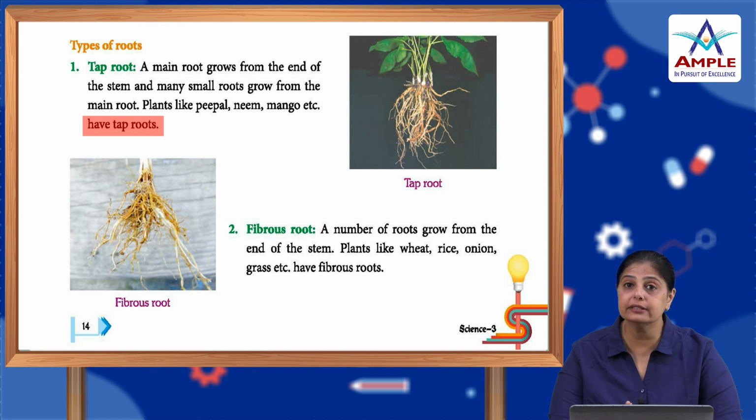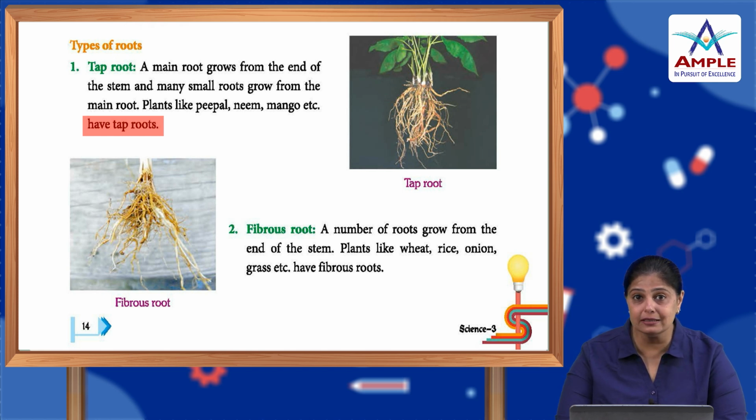Now, if you look at the picture of the taproot, it says that the main root grows from the end of the stem. So, where the stem ends, that is where the root begins, and then many small roots start growing from the main root, and they get split up into many small roots.